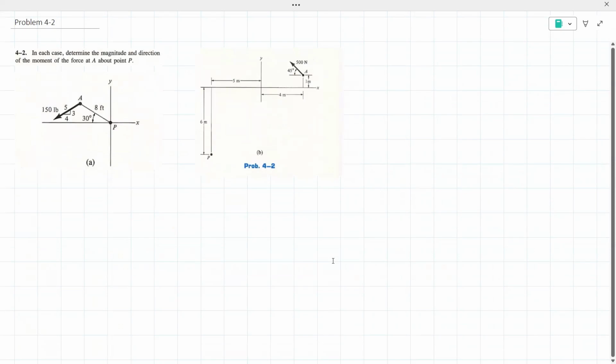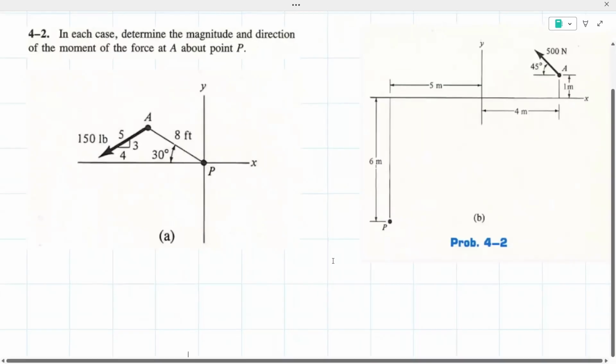Hello everyone, today we're going to be working on problem 4-2, and this problem is asking us that in each case, so in case A and B, to determine the magnitude and direction of the moment of the force at A about point P.